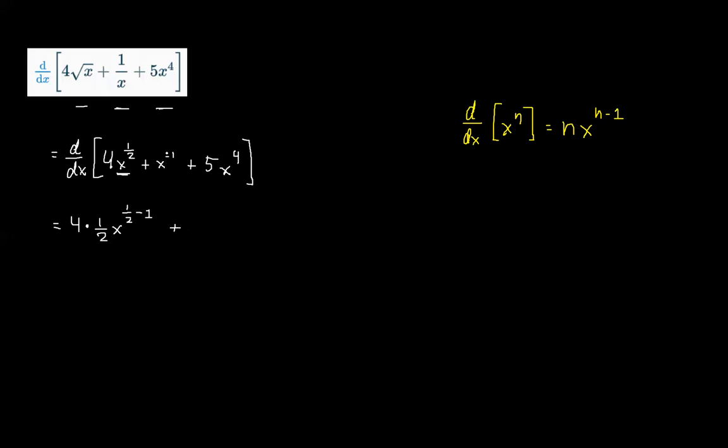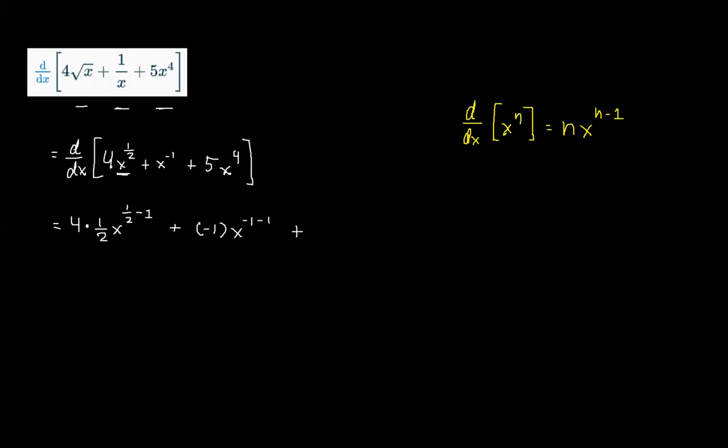The same application here, we're going to use power rule differentiation. Just simply bring down the exponent, negative 1, copy the variable, and then the exponent you brought down will be subtracted by 1.